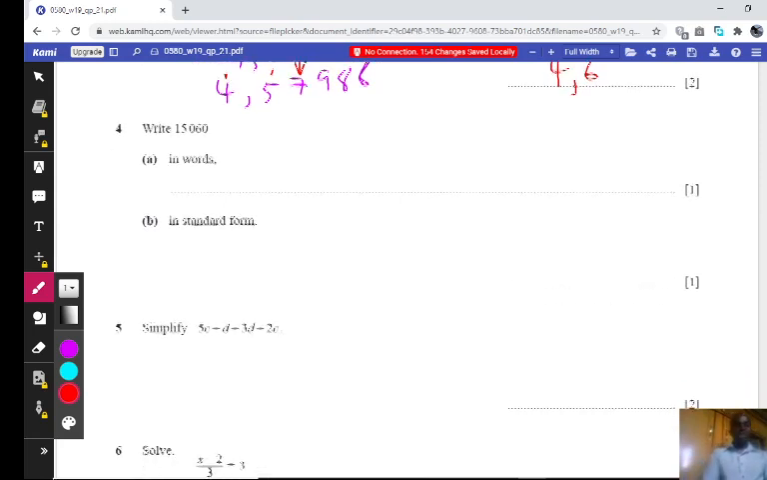Write 15,060 in words. This one is 15,060.